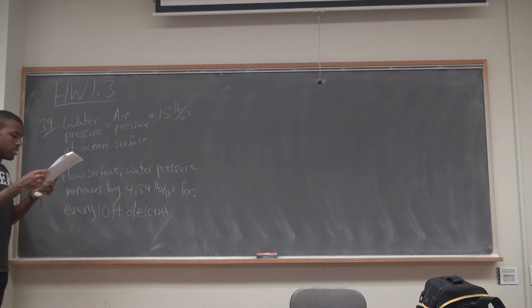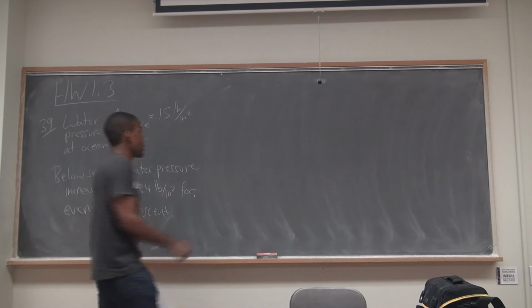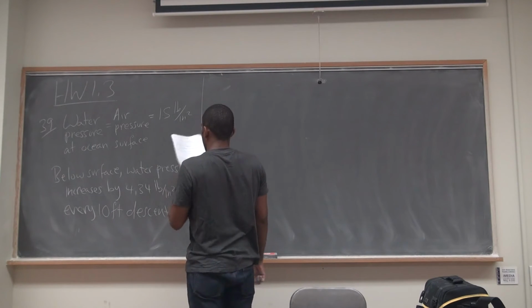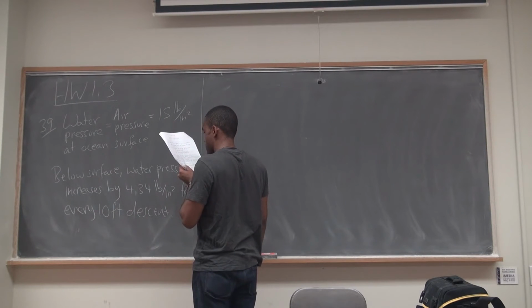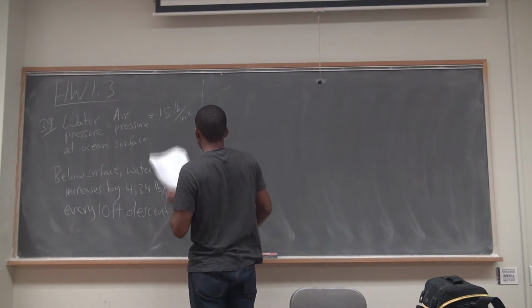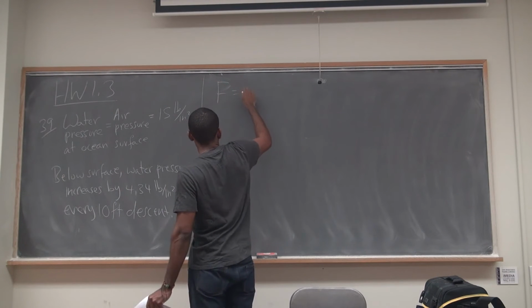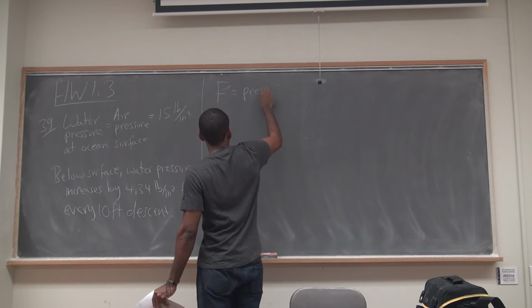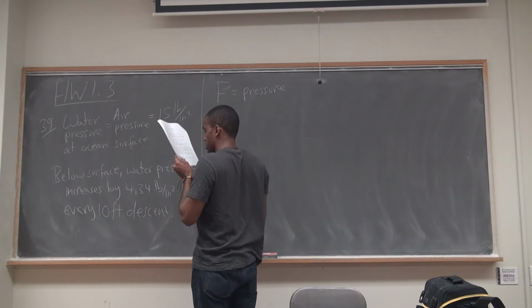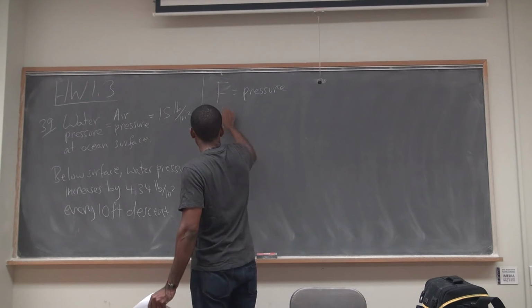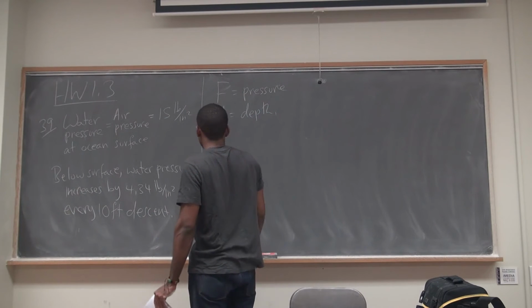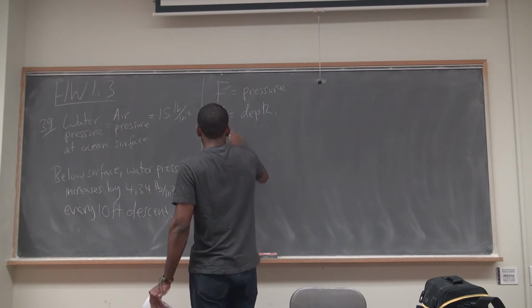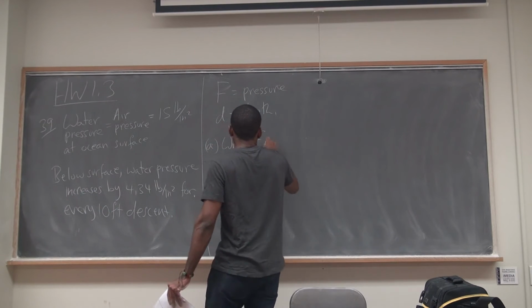Okay, so part A says express water pressure as a function of the depth below the ocean surface. I don't know if they gave you the variables, but she has F for pressure and D for depth. Let's use that. A. Write F as a function of D.